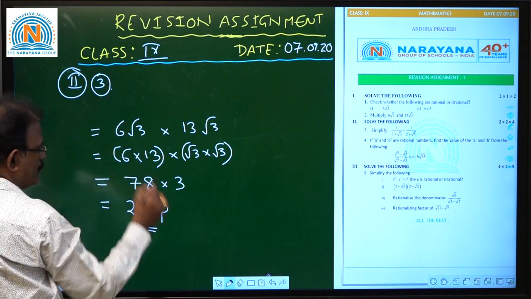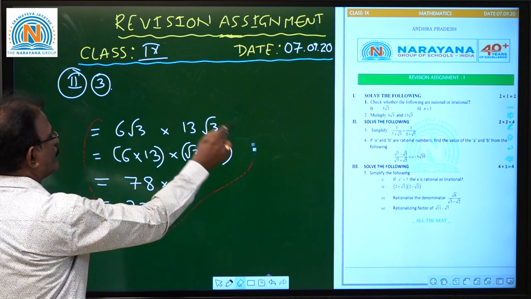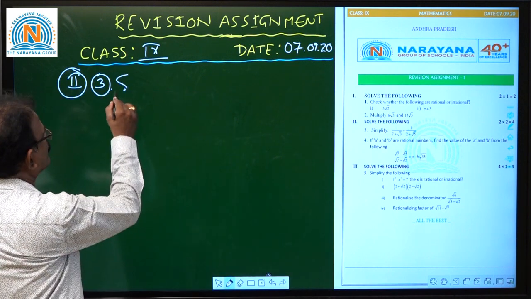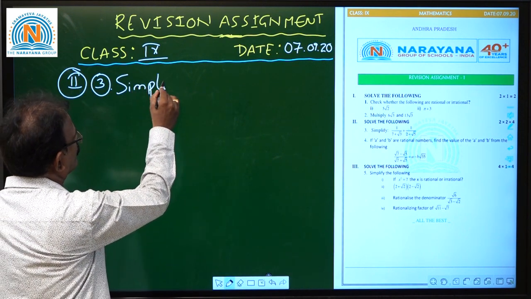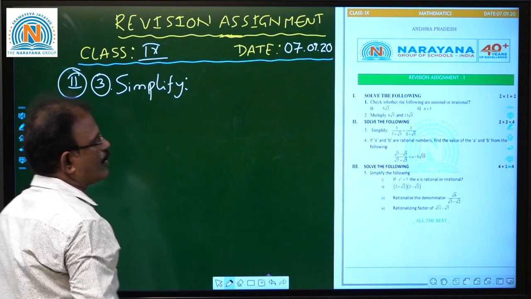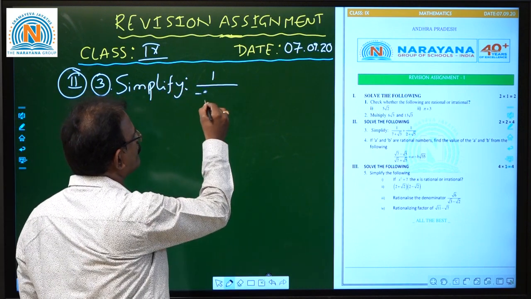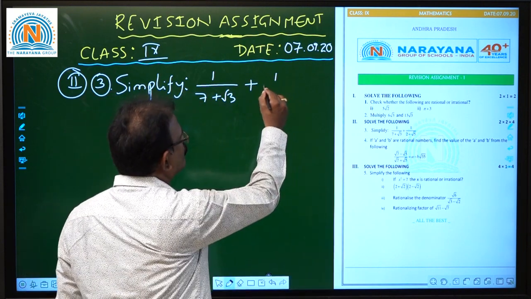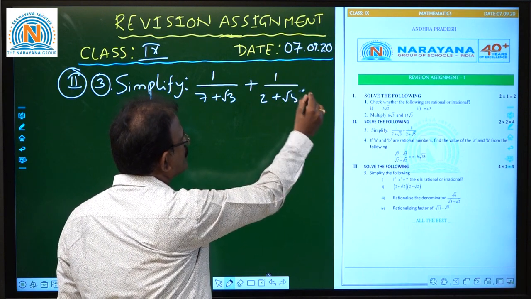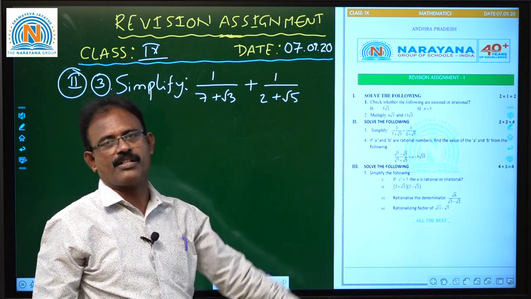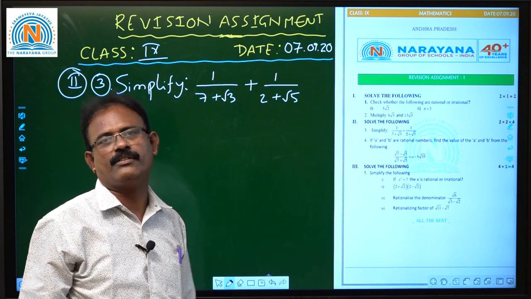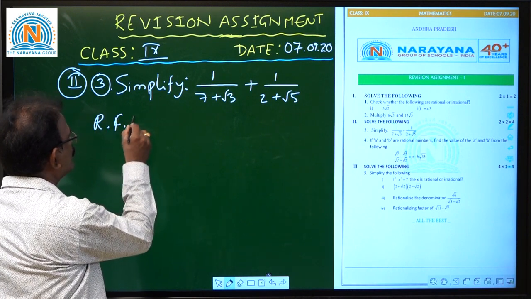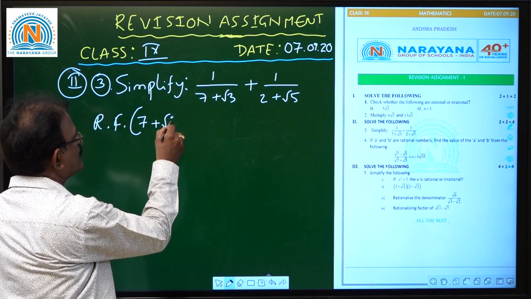So second Roman, third question. Simplify 1 by 7 plus root 3 plus 1 by 2 plus root 5. Okay children, so how to add these two fractions? By rationalizing the denominators. Okay, so what is the rationalizing factor of 7 plus root 3, children?